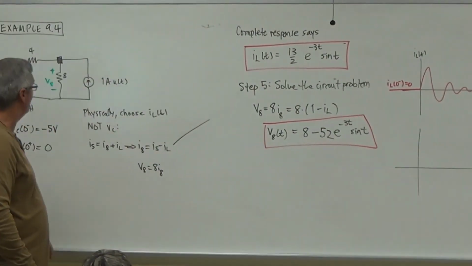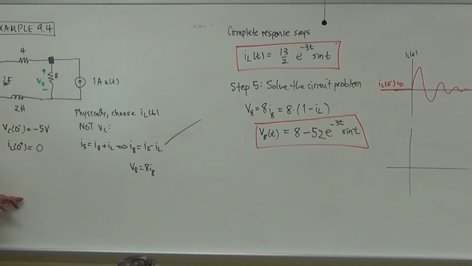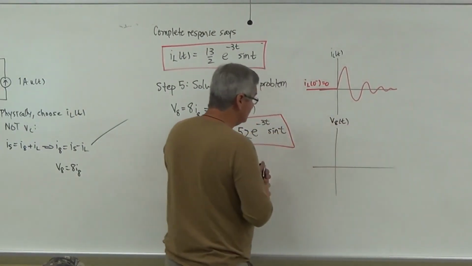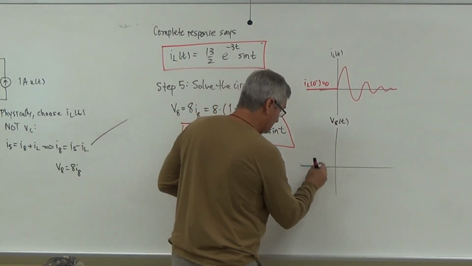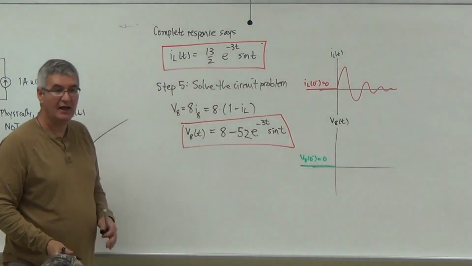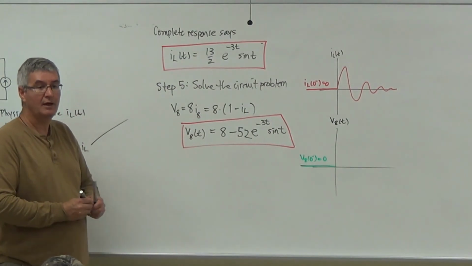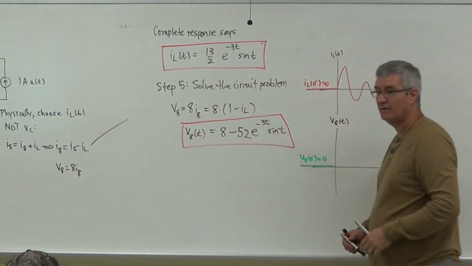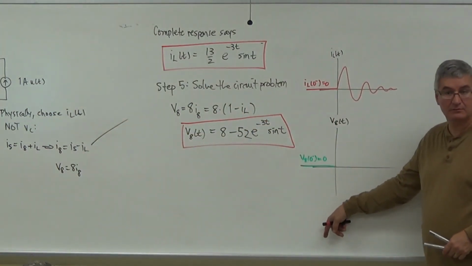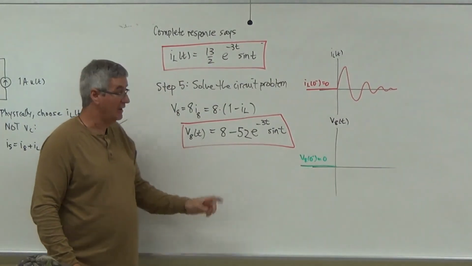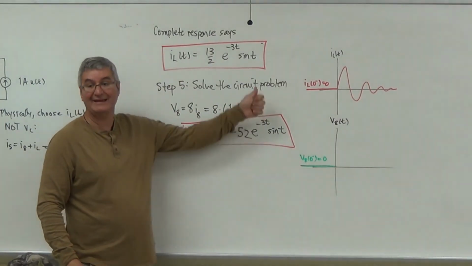But on this one, what's the voltage across the 8 ohm resistor initially? 0. So V8 of t also starts off at 0. Why is it 0? Because there was nothing in the circuit. Then look at t equal to 0. At t equal to 0, what happens? The voltage of this one is where? I'm sorry, it goes up, not down. It goes from 0 all the way up to 8.